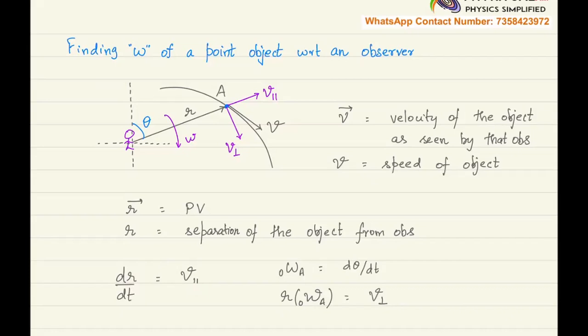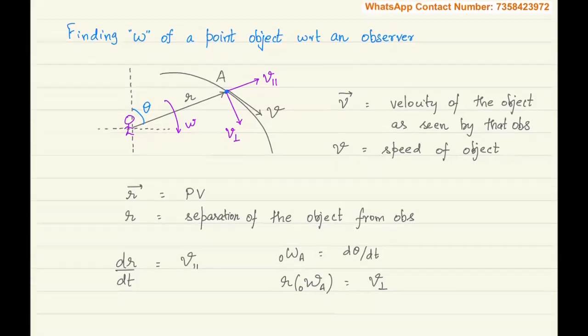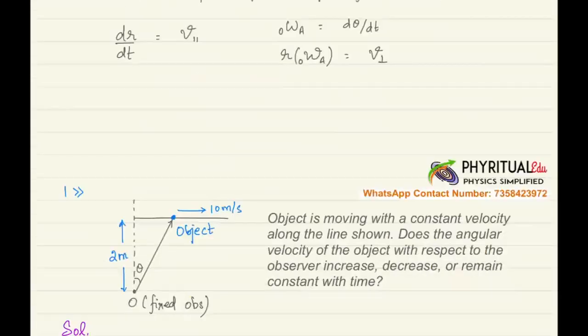Now, based on this, here is a question where a student actually came up with an innovative way of approaching it. This is not the routine way of finding the angular velocity of an object with respect to an observer. We follow this routine procedure. So now look at the question.